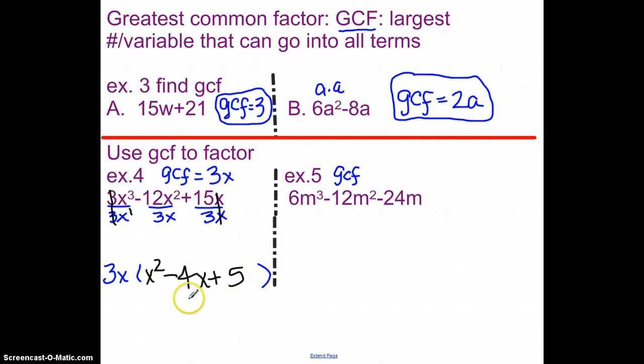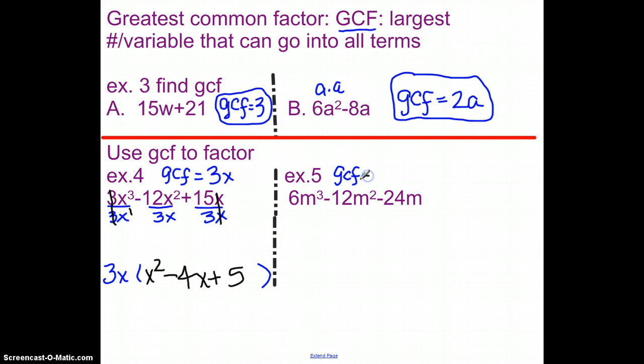Now let's say I get an answer and I'm not really sure if that's right. I should be able to take this and multiply it back out, and I should be able to get 3x cubed minus 12x squared plus 15x. I should be able to do that. So keep that in mind.